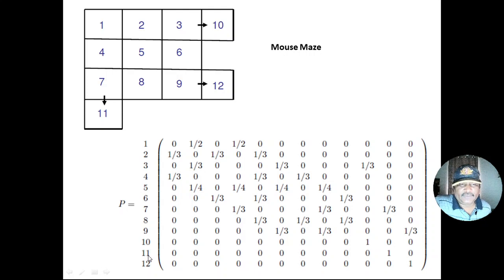From 11, if the mouse comes out, he will still be in state 11. And if he is in state 12, the mouse will stay in state 12. These are called absorbing states. Absorbing state means once the mouse has come into that state, he will continue to be in that state. This is how you will form the transition probability matrix.